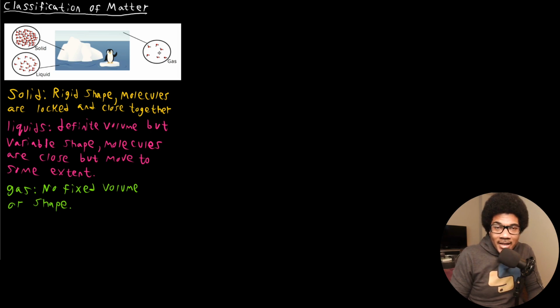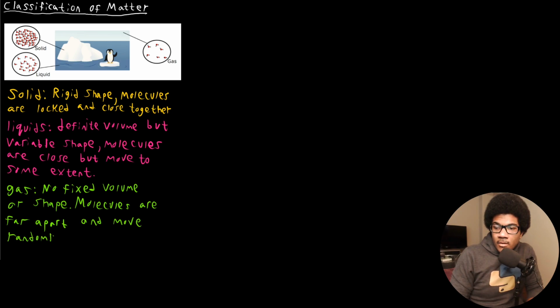The reason why is because the molecules are spaced so far apart, and they move very randomly and move a lot. So you end up with a molecular structure where the molecules are far apart and move randomly. The molecules are moving around a lot faster. There's really no rigid structure to gas molecules.